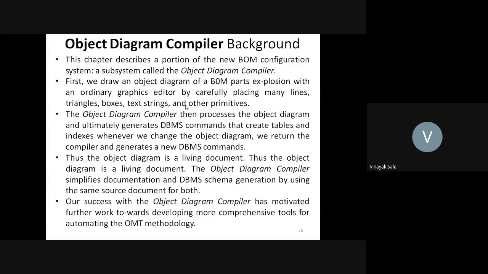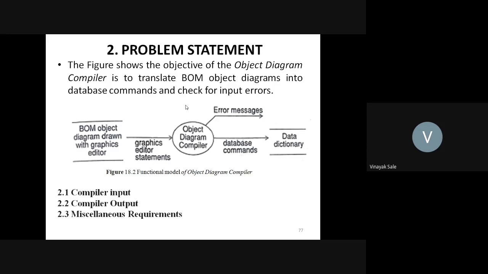Thus, the object diagram is a living document. The object diagram compiler simplifies documentation and DBMS schema generation by using the same source document for both. Our success with the object diagram compiler has motivated further work towards developing more comprehensive tools for automating the OMT methodology. This is the background of the object diagram compiler.